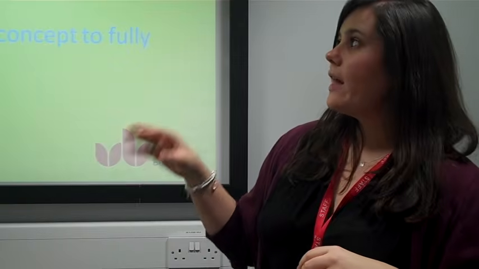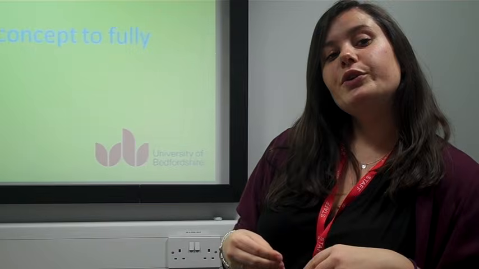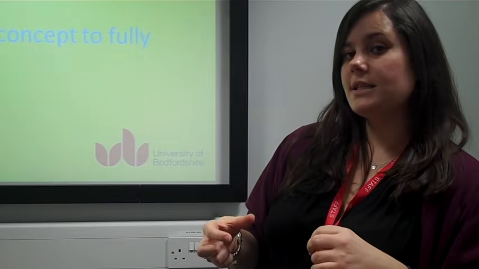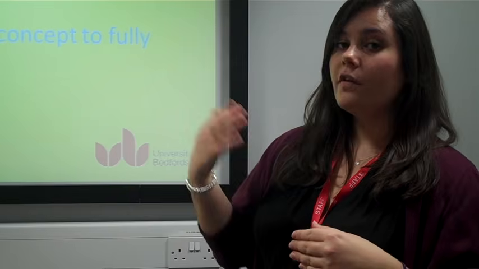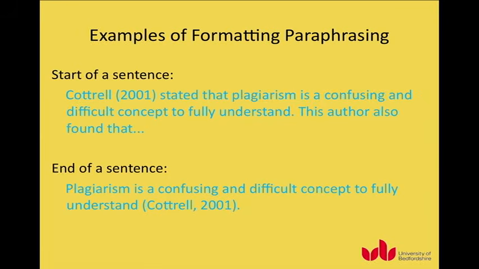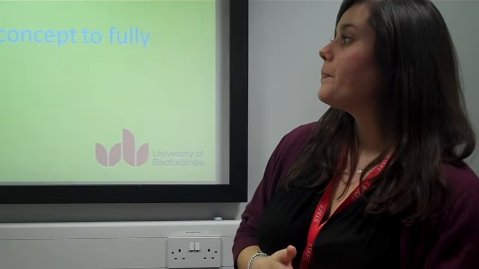You can see at the beginning of the sentence the author's surname goes first and the date of publication comes next. You would use a reference at the beginning of the sentence if you're planning on talking about this person's ideas further. For example, my next sentence says, this author also found that. You can see here I've referred back to Cottrell and it's obvious that I'm continuing to talk about this person.